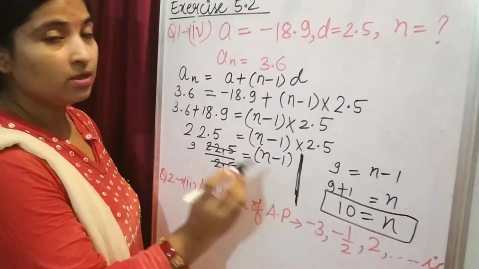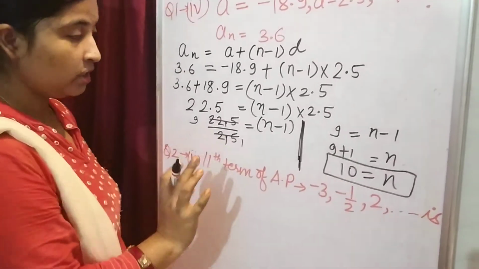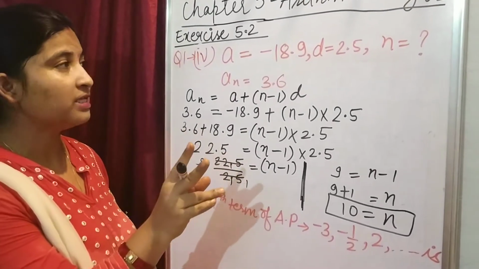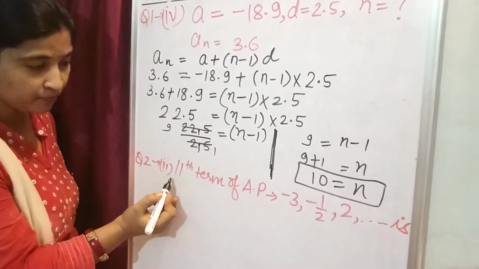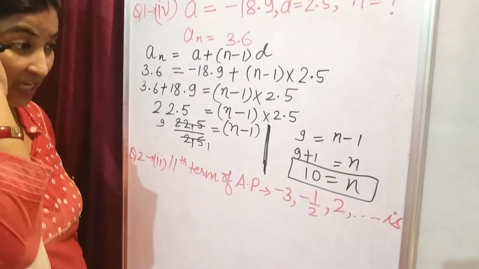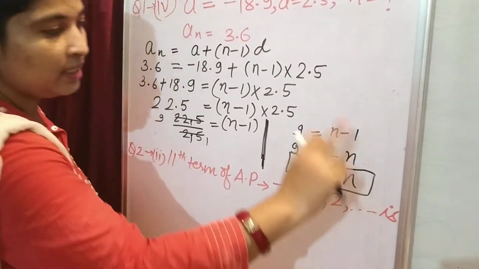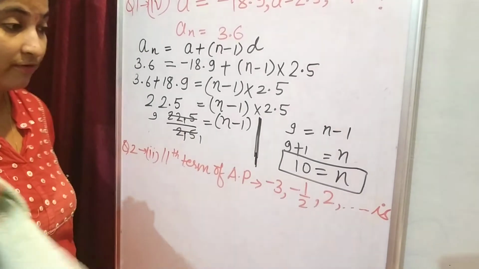Okay, students. Now we will see the second question. I am doing the second part of the second question. All other parts of the first question you have to do yourself. Two parts I have solved, three parts are left that you have to do yourself. Now the 11th term of the AP we have to find, because here you can see it is a big question mark. We have to find the 11th term of the given AP.